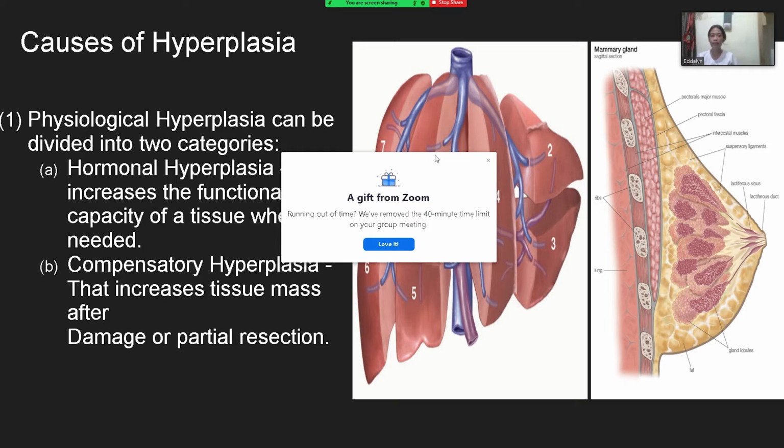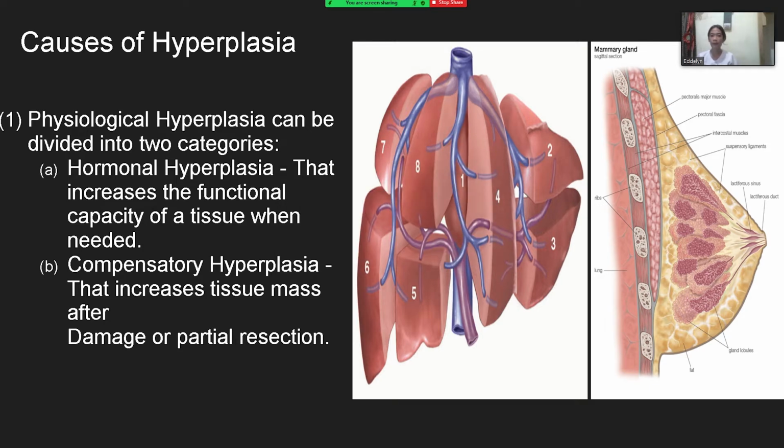Another example is when a person's liver is resected or cut out, then yung remaining liver ay mag-enlarge through hyperplasia. Tulad din sa kidney, kung ang isang tao ay na-cut out yung kidney niya, then the other kidney will become hyperplastic to compensate. So that is physiologic hyperplasia.